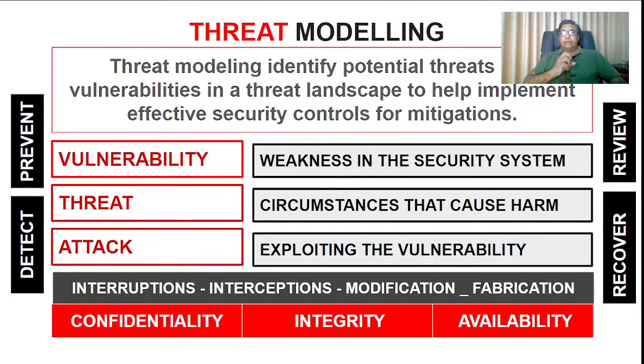Threat modeling identifies potential threats and the vulnerabilities in a threat landscape to help implement effective security controls for mitigations. A vulnerability is a weakness in the security system. A threat is the circumstances that cause harm. An attack exploits the said vulnerability. It can create interruptions, interceptions, modifications, and fabrication.